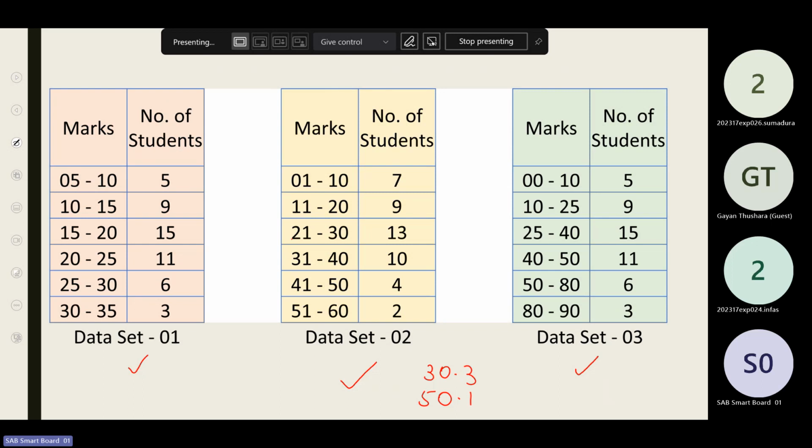Right? So if you have decimals, then you have to go for this connected type of data set, either this format or maybe that format. Okay, so all the three are correct. Only this one we can't use when the original figures are decimal figures. Okay? Otherwise, all are perfect.